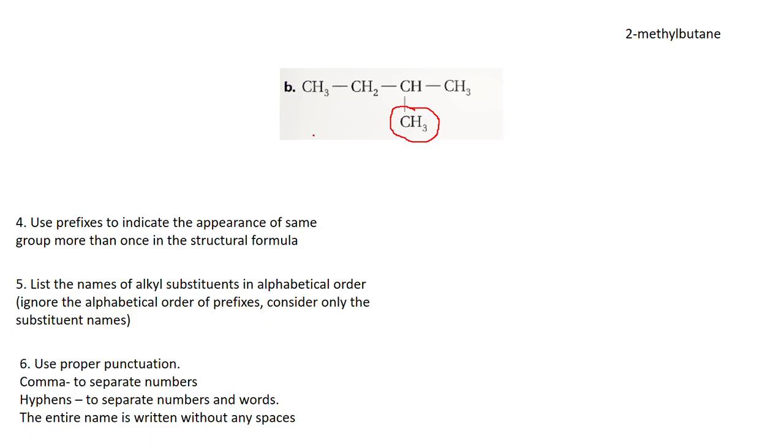The last rule you have to take into consideration: you use commas to separate numbers and hyphens to separate numbers and words. In this case there is only one number, so you just have one hyphen. In case you have more than one substituent, you will have two numbers coming in that place and more than one hyphen present. All right? Is that fine? Can I write this down? Yeah.